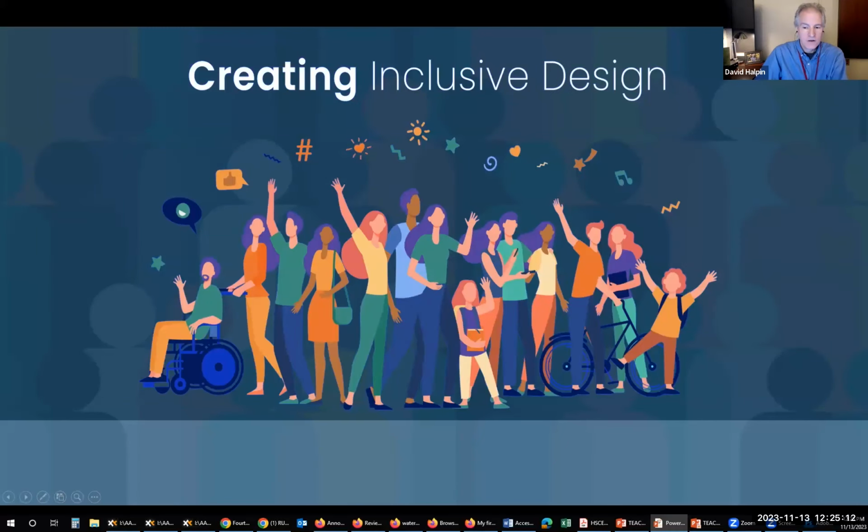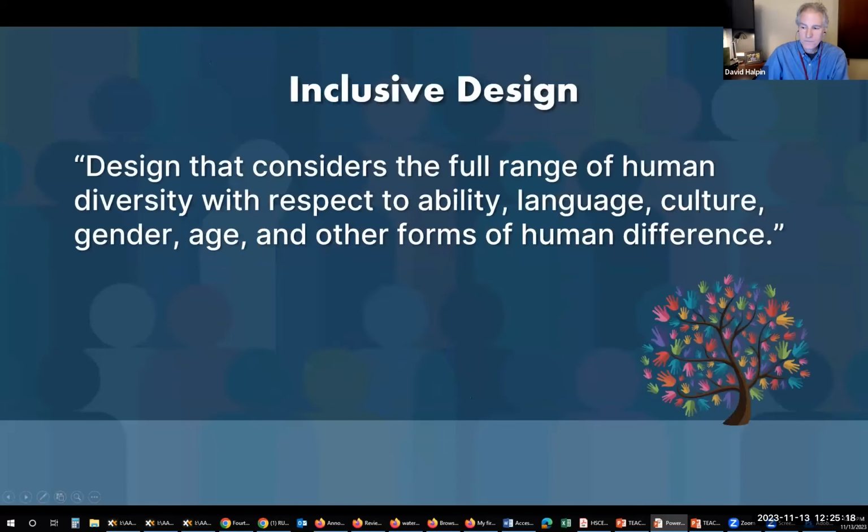So let's talk a bit about how you can create more inclusive learning environments. And here's a definition I like for inclusive design. It is design that considers the full range of human diversity with respect to ability, language, culture, gender, age, and other forms of human difference. So awareness, compassion, and togetherness form the core values of inclusive design. That means awareness to recognize the diversity in your learners, compassion to include the needs of those who are different from us, and togetherness in sharing positive outcomes of the process.